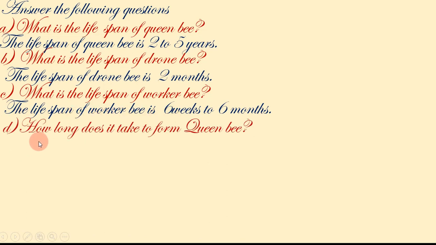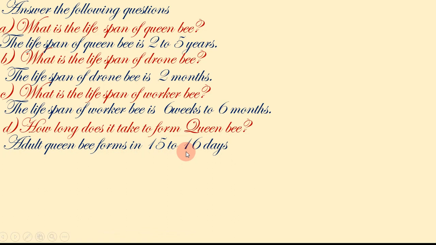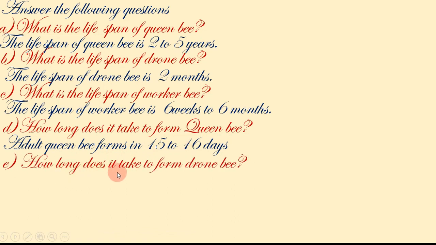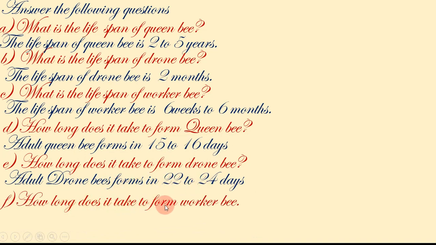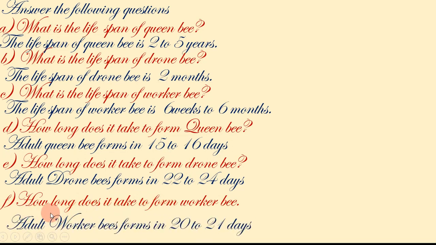And similarly, how long does it take to form queen bee? Adult queen bee forms in 15 to 16 days. And how long does it take to form drone bee? Adult drone bee forms in 22 to 24 days. And how long does it take to form worker bee? Adult worker bee forms in 20 to 21 days. Now these are the most important questions, so remember all these points.